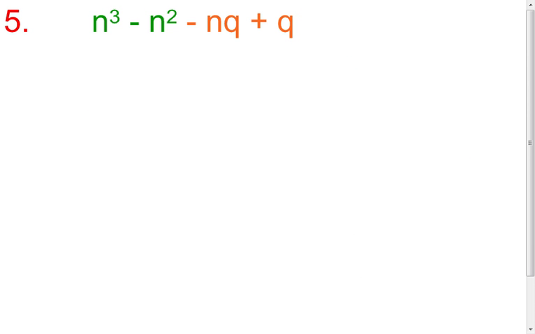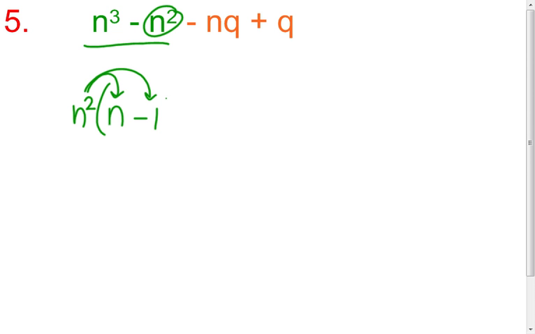The last one. Here we go. Out of the green, I can pull out an n squared. So if both terms have at least n squared, n squared times n gives me n cubed. Now be really careful, super duper common math mistake. People go, well, I already pulled the n squared out, so I have nothing left. But remember, you have to go n squared times n gives me the n cubed. N squared times what would give me negative n squared, so I need a negative 1 right there.